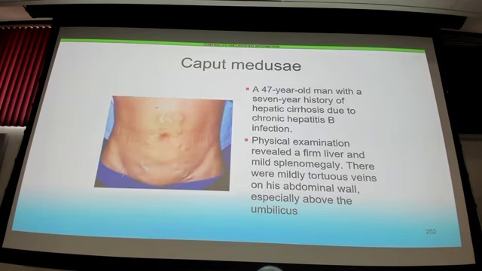Okay? So I gave you a scenario just for fun here to finish it up. A 47-year-old man with a 7-year history of hepatic cirrhosis due to chronic hepatitis B infection. Then you gave him a physical exam: firm liver, mild splenomegaly, and mildly tortuous veins on his abdominal wall, especially above his umbilicus. I don't think they're mildly tortuous, but that's what they call them. So if you didn't know, most people do not have that.